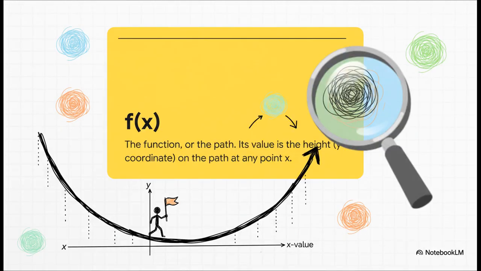And then there's f of x. In our little story, this is the path itself. It's the actual winding road we're walking on. It's the rule that tells us our height, our y-coordinate, for any given spot x on the ground.